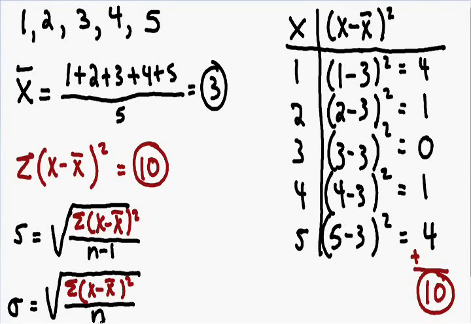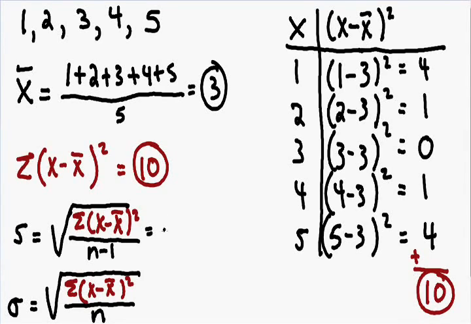Okay, so many people get confused on which formula they need to use. Let's take a look at our data set. Let's say these numbers 1, 2, 3, 4, 5 represent a sample from a larger population. If it's just a small sample from a large population, then we need to use the first formula. So let's plug everything into the first formula.